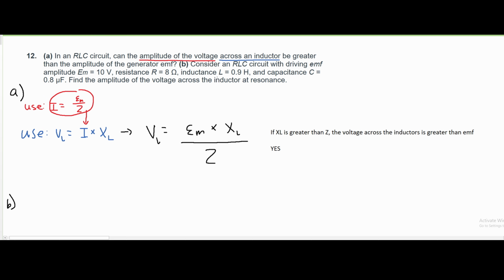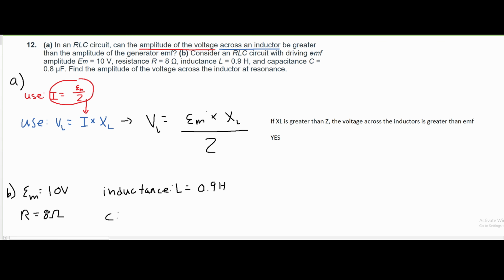For part B, we're asked to consider an RLC circuit with a driving EMF amplitude. Alternating EMF is equal to 10 volts. Resistance is equal to 8 ohms. And we have inductance, which is L, and that's equal to 0.9 henries. And we also have a capacitance, and that is 0.8 microfarads.